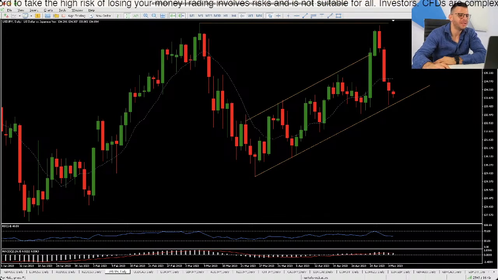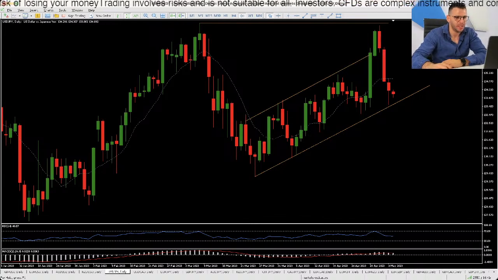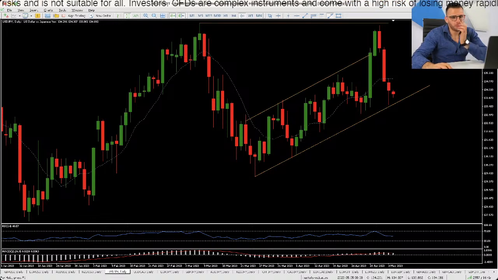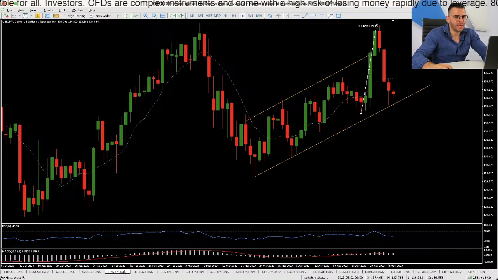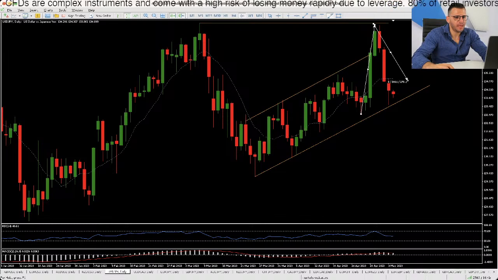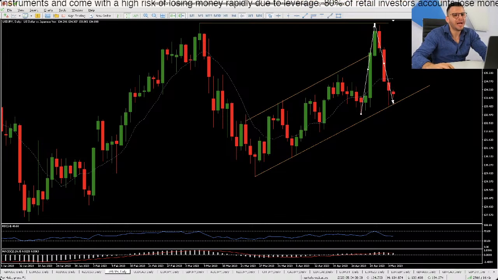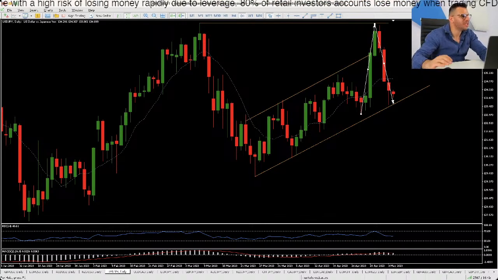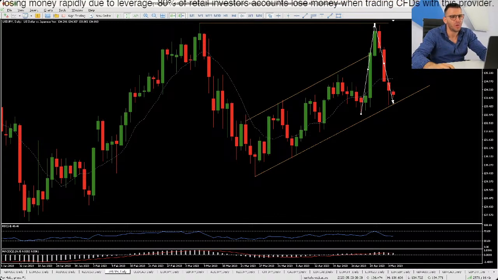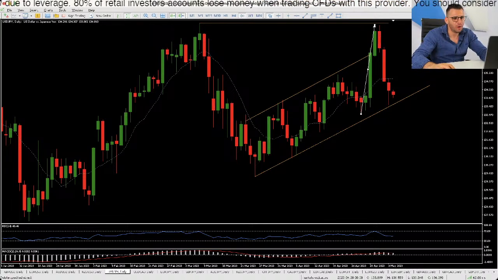At this point here, I'm not interested in doing anything. Why? Because the market made this high, then it retraced almost 100% of the move. So why try to get involved with that one?